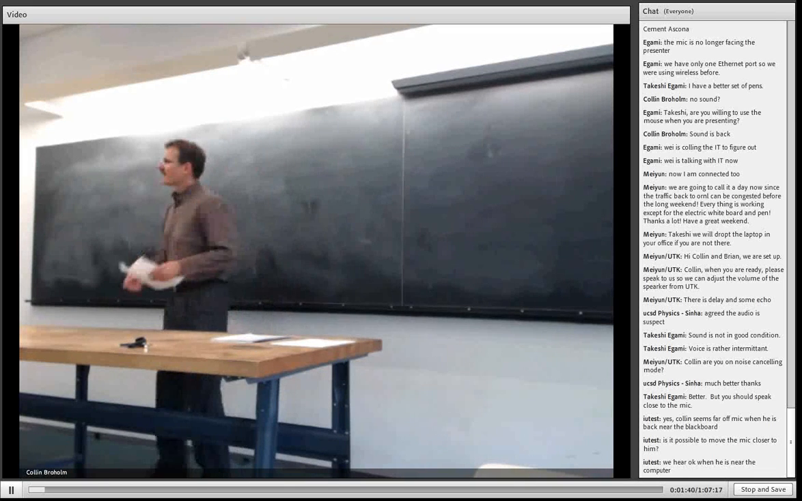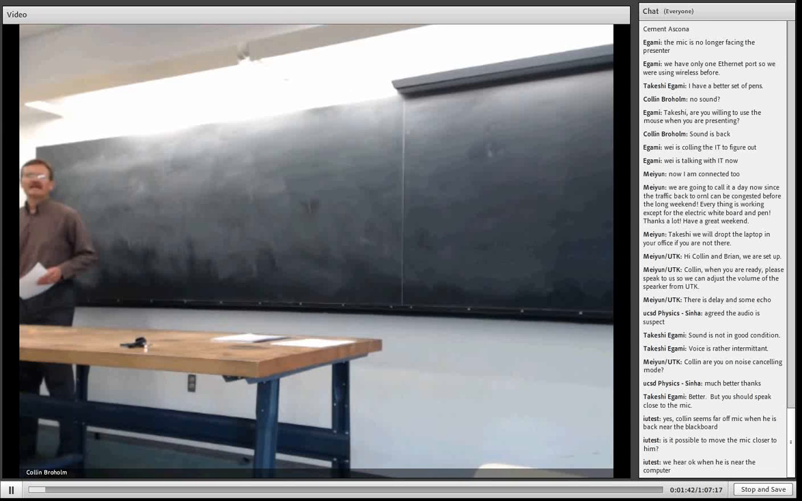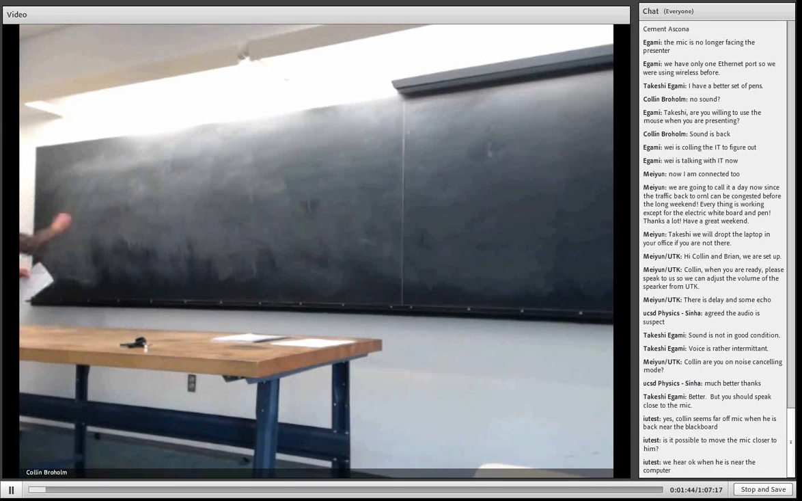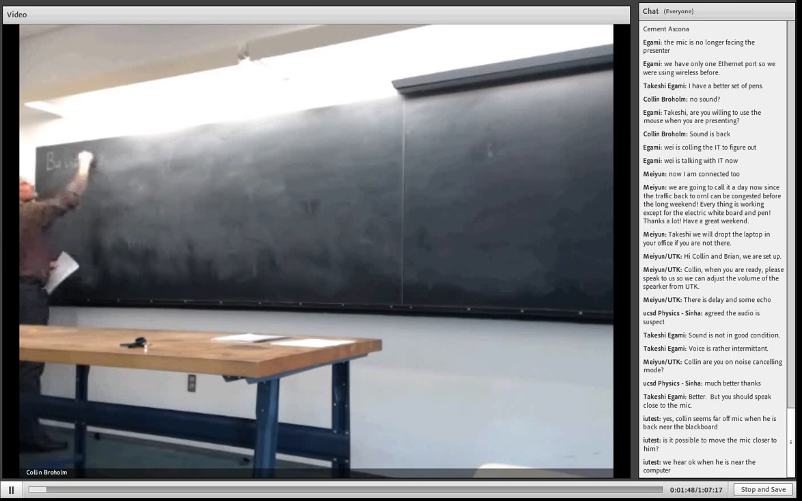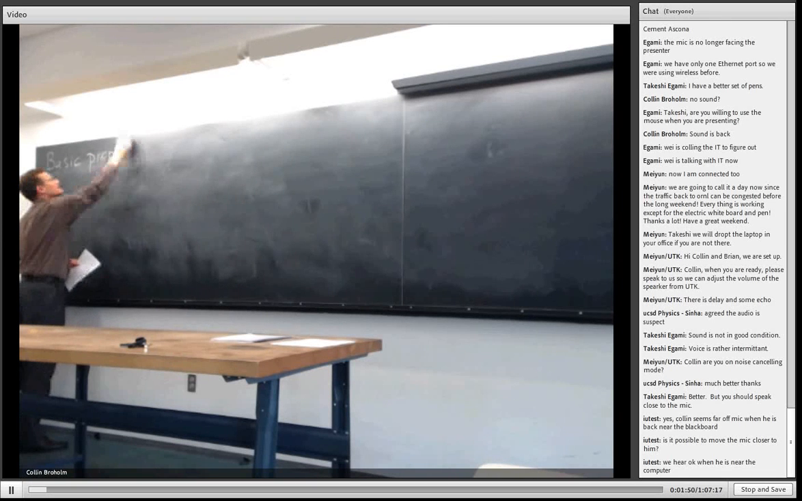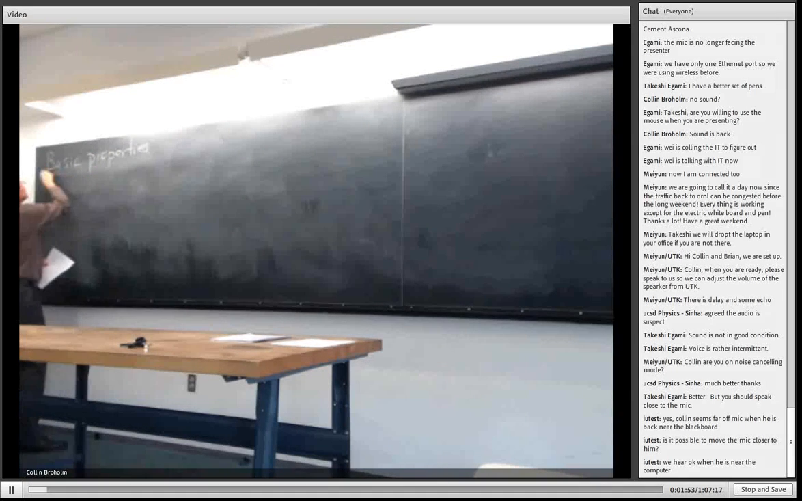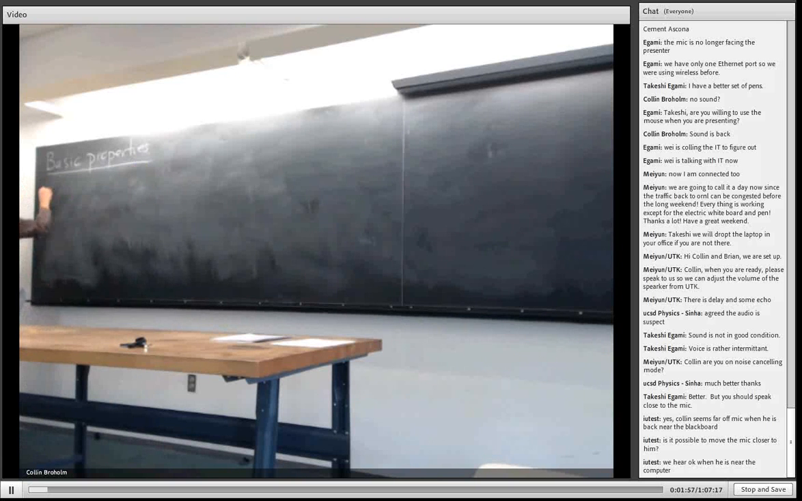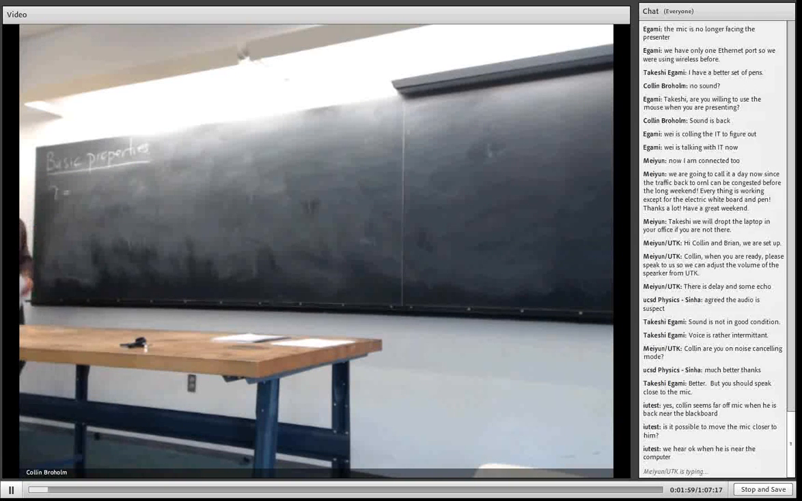So I'm going to start off by saying a few words about the basic properties of the neutron. The first interesting property that you're probably aware of is that the neutron as a free particle is not stable. It has a lifetime of 881.5 seconds, give or take, so approximately 15 minutes.